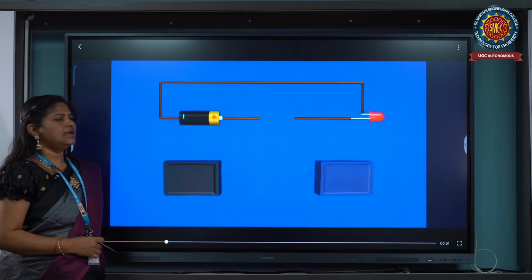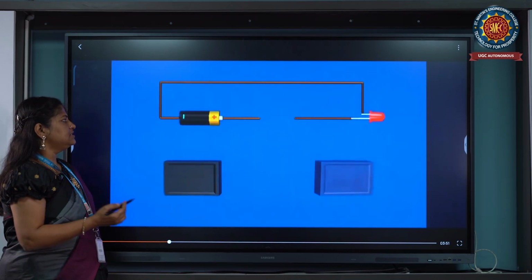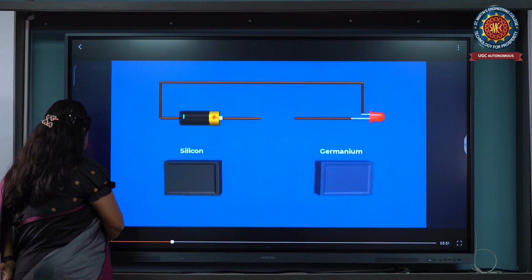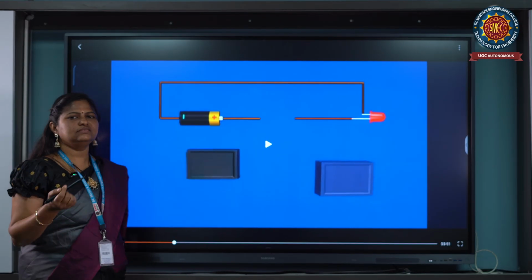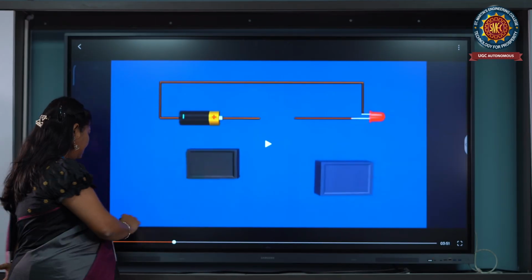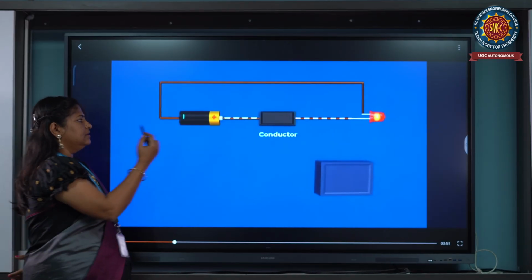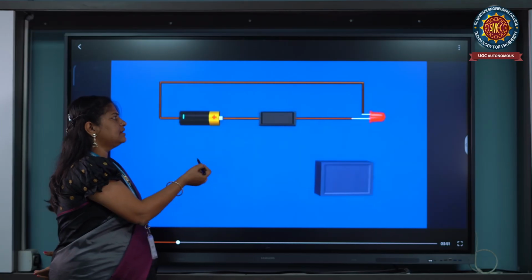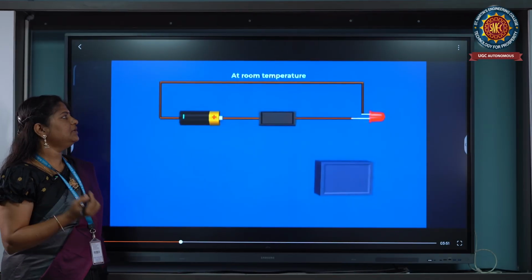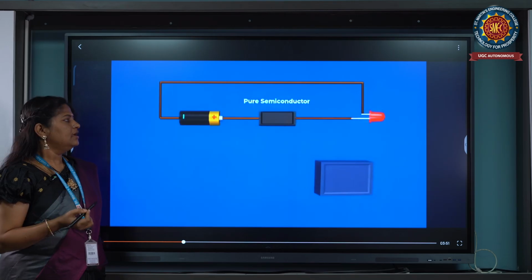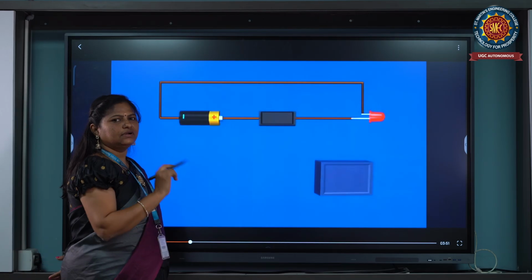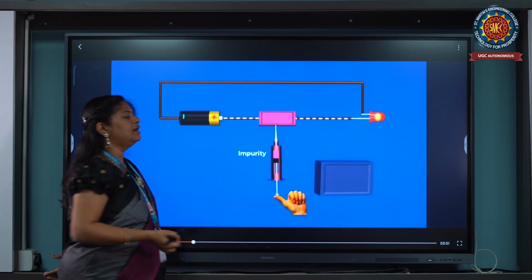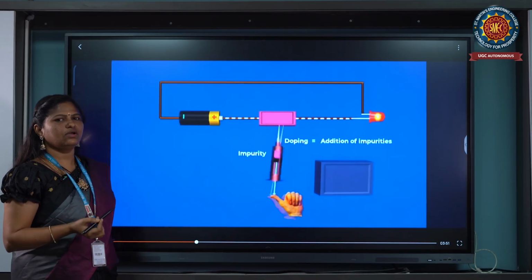And the diode has crucial applications. Normally the diode is made of semiconductor materials, that is silicon and germanium. Whenever we are using a semiconductor, we can use it as a conductor as well as an insulator. At room temperature it acts like an insulator. So to enhance the conductivity of the semiconductor, we are adding impurities. The process is called doping.